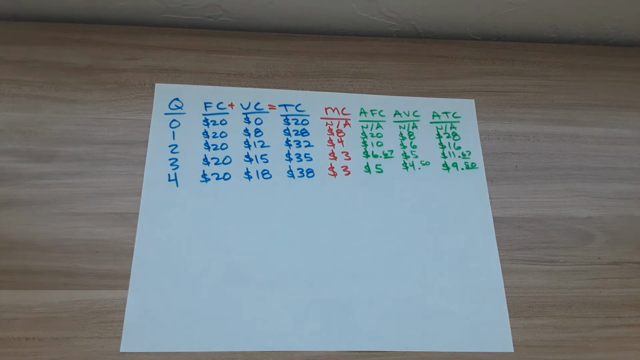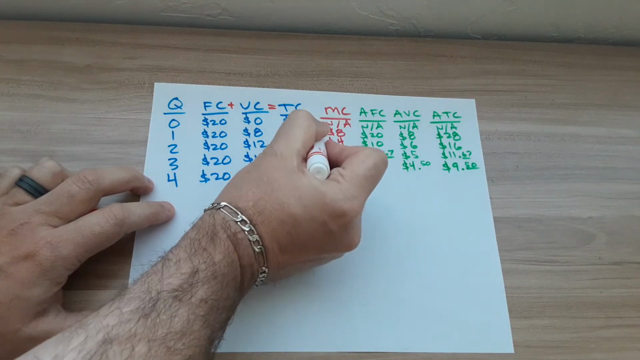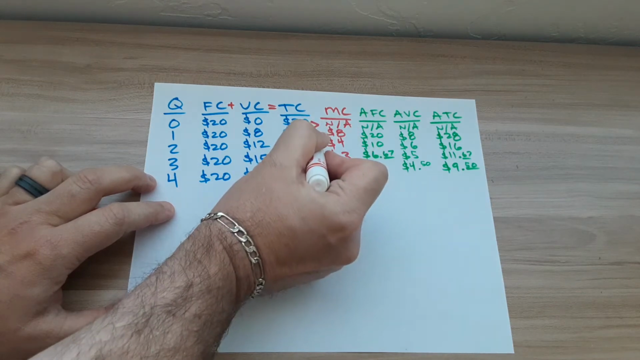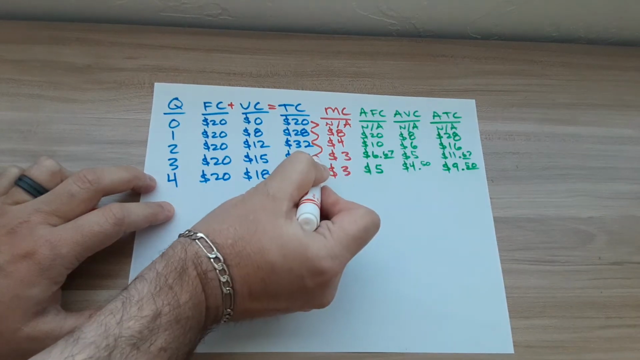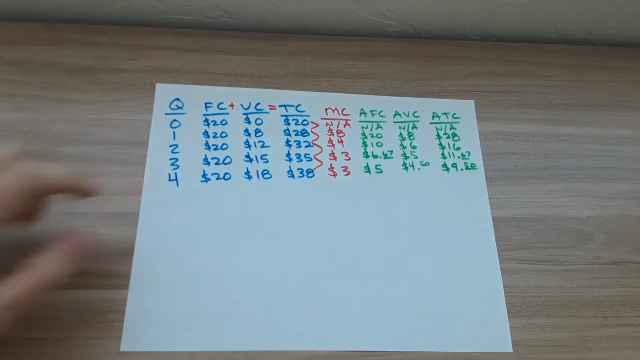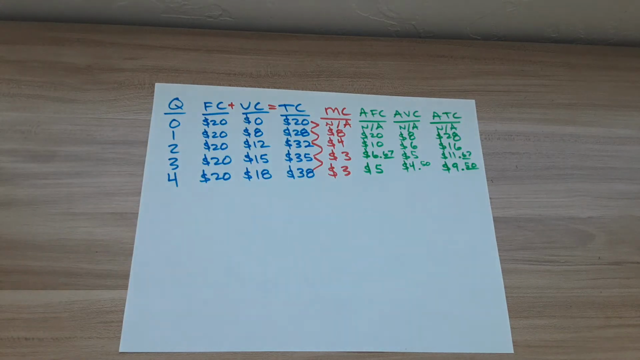Marginal cost. Marginal just means each additional. So when we start at 0, it's just NA. From here to here, it went up by 8. From here to here, it went up by 4. From here to here, it went up by 3. From here to here, it went up by 3. We could have also looked at the difference in the variable cost to figure that out as well, since our fixed cost stays the same.